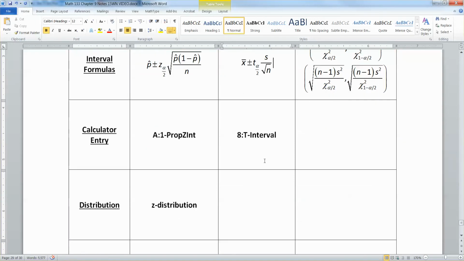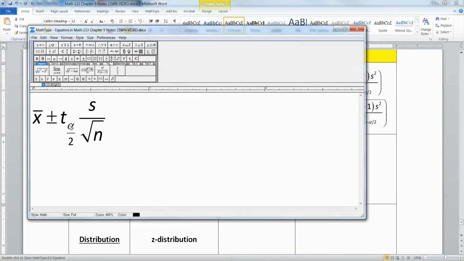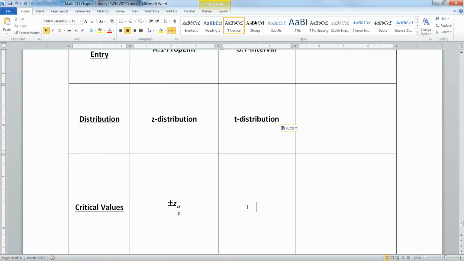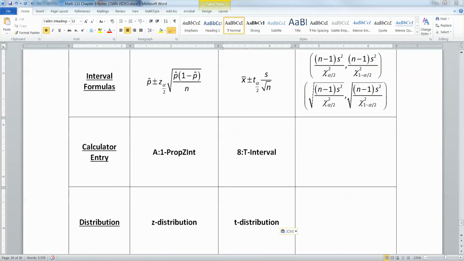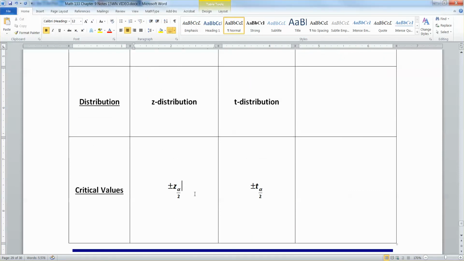All right, so now what distribution are we using to make this interval? Well, when you look inside the formula, you can see right there, it's the t distribution. So we're using the t distribution. Simple as that. All right, now if we're using the t distribution, what are the critical values then? Well, that's that plus or minus t alpha over 2 part of that formula. Those would be your critical values. Oh, and we better put in how we find these.